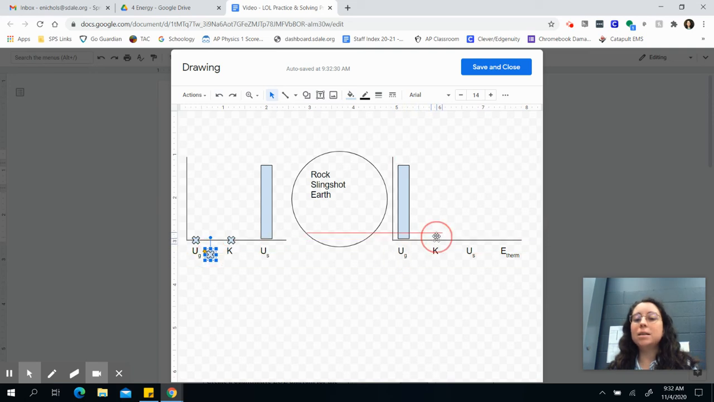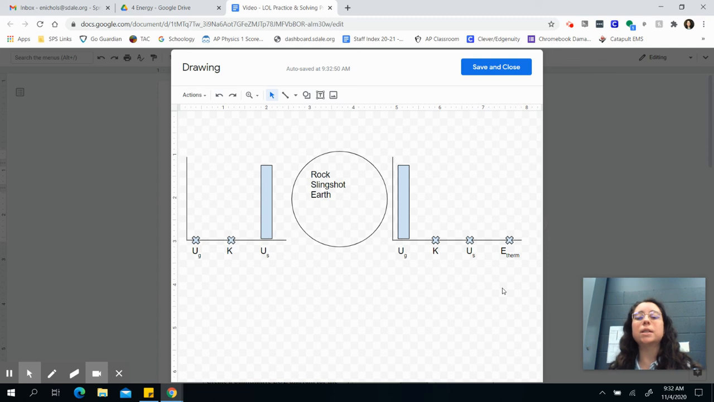And I know at the end, we pick the point where its velocity is 0 on the path. So we say the kinetic energy is 0. The slingshot is no longer being stretched, so we have no spring energy. And then we said that friction is negligible, so we're not going to have any energy converted to thermal energy. That's basically how you make an LOL diagram.